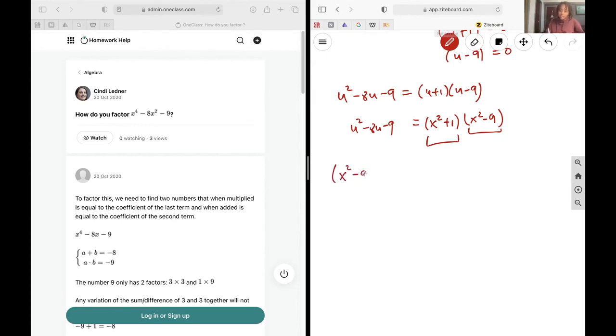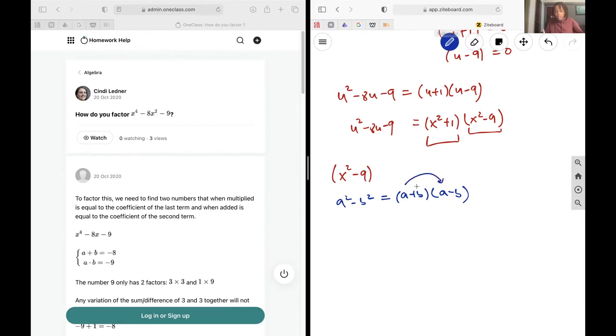So for x squared minus 9, I'm going to apply the difference of squares, and that just states that a squared minus b squared is equal to a plus b into a minus b. You can confirm this by just doing FOIL to expand it out.